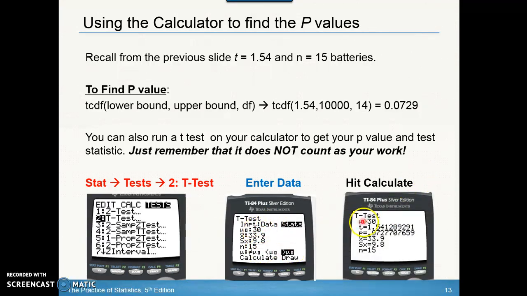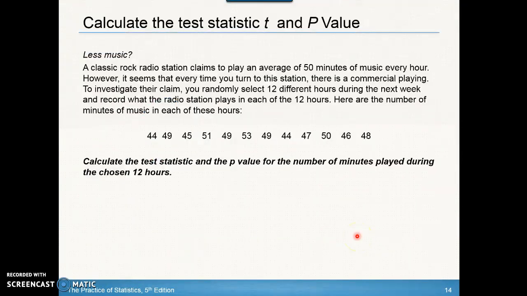You're going to hit calculate, and notice how it gives you your test statistic t, your p-value, your sample mean, sample standard deviation, and your sample size. So that will run the test for you. Just make sure you always show the work for this test statistic t and then your probability statements with p. All right, so let's go back to the same question.